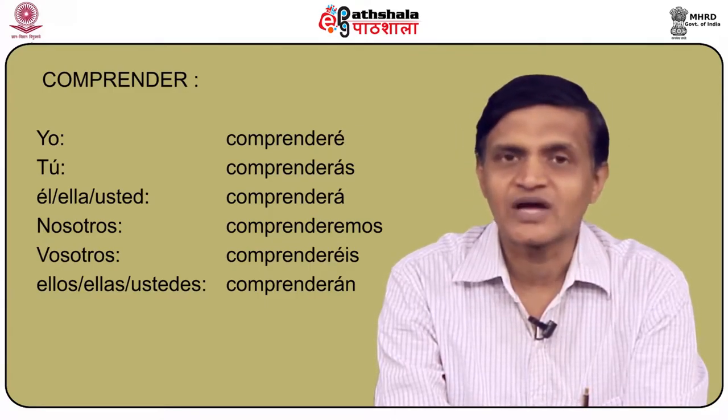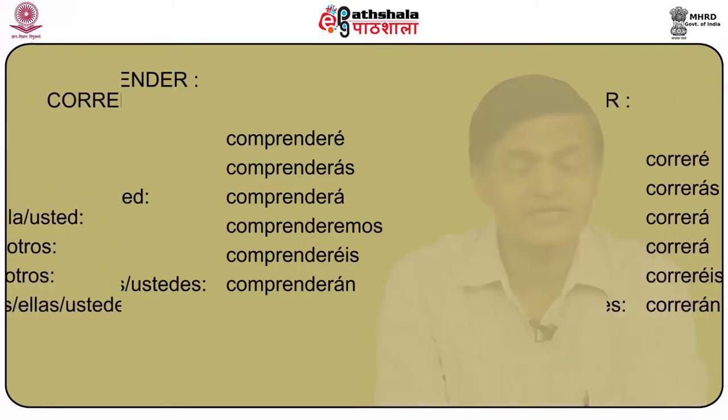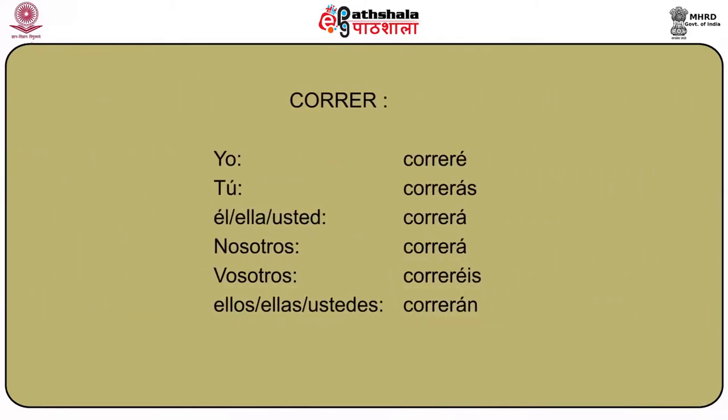Another verb which I would love to teach every time is correr, to run. The conjugation of correr in the future is as follows. Yo correré. Tú correrás. Él, ella, usted correrá. Nosotros correremos. Vosotros correréis. Ellos, ellas, ustedes correrán. I repeat. Correré. Correrás. Correrá. Correremos without accent. Correréis. And correrán.